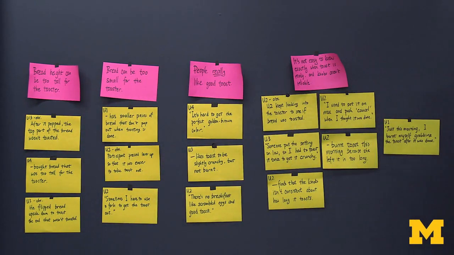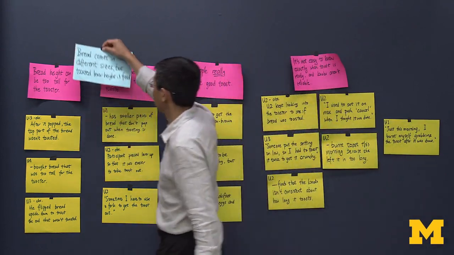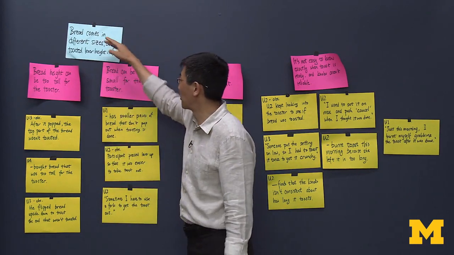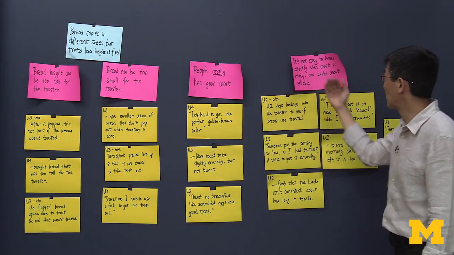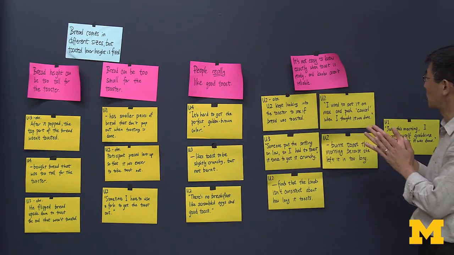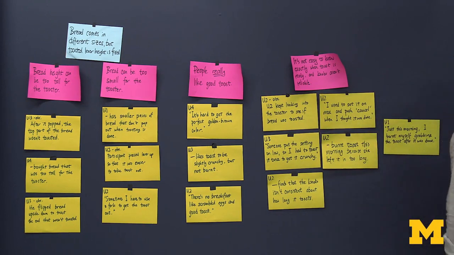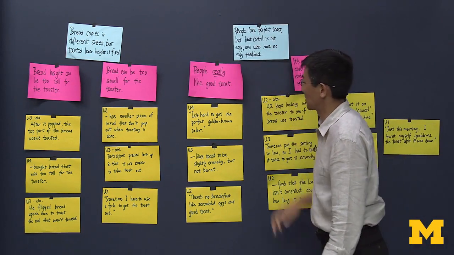And the height being too small is definitely about the same issue, which is that the bread comes in different sizes, but the toaster lever height is fixed. So that's one problem. And again, you can see how this label captures all of the information below it. People really like good toast. It's not easy to know exactly when the toast is ready. We could merge these. That's one possibility. It might be that we have a statement like this. I don't think it's necessary, but you could have something like this.